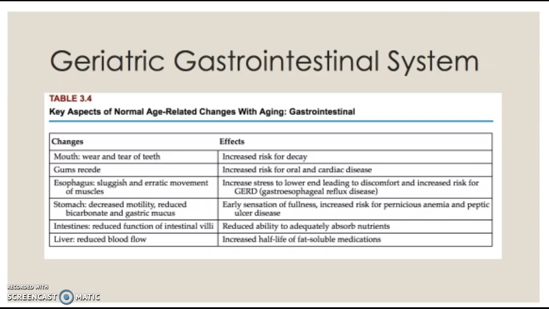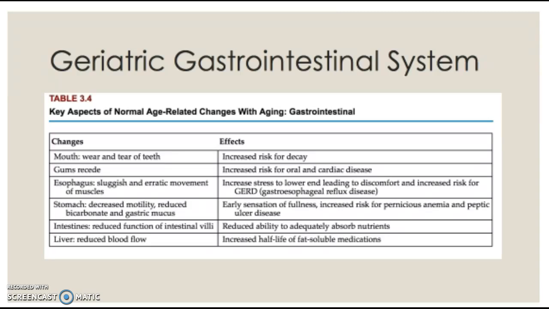This slide covers more in depth the geriatric gastrointestinal system. I've taken a screenshot of table 3.4 on page 32 in the textbook Ebersole and Hess, Gerontological Nursing and Healthy Aging. In this, it talks about the mouth and the wear and tear of the teeth, which increases the risk for decay. It also goes into the gums receding, which increases risk for oral and cardiac disease.